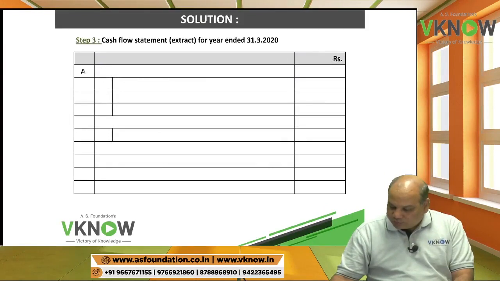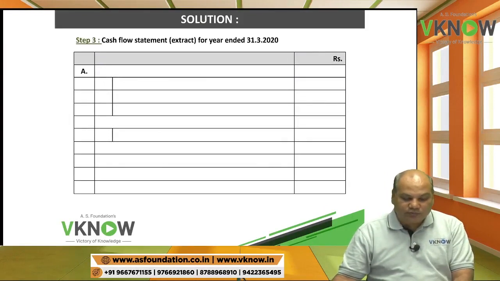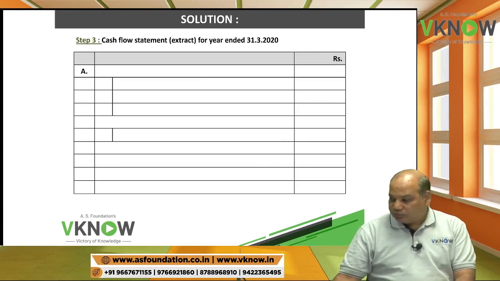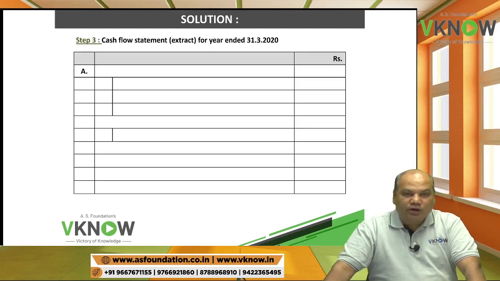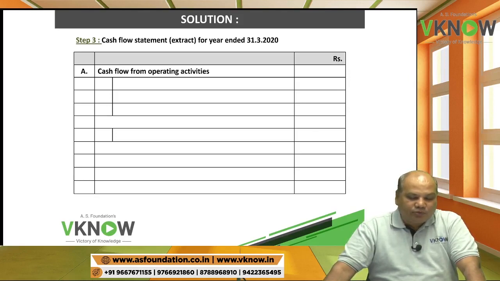So please write down the cash flow statement extract. Now the last answer, cash flow statement extract for the year ended 31st March 2020, right hand side rupees. Point number A, cash flow from operating activities.